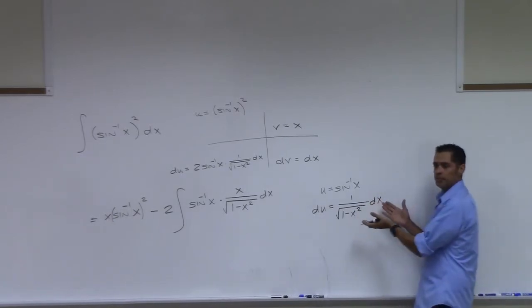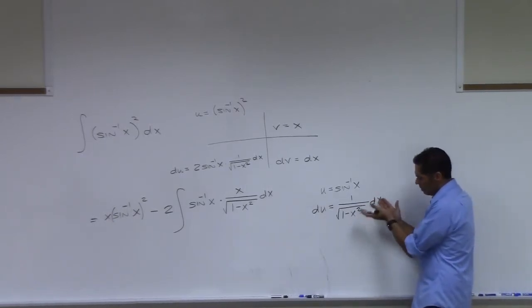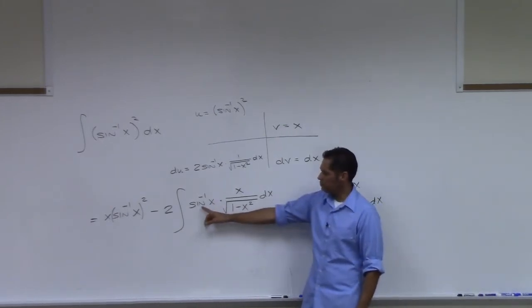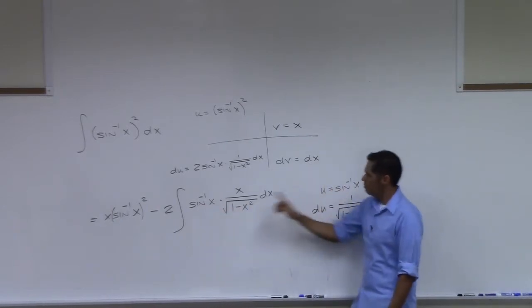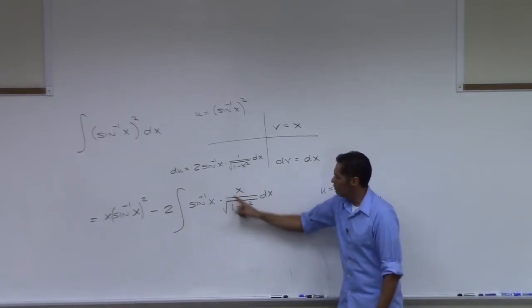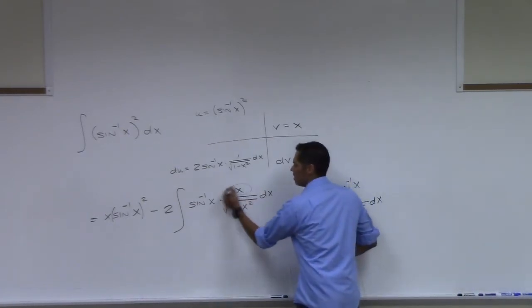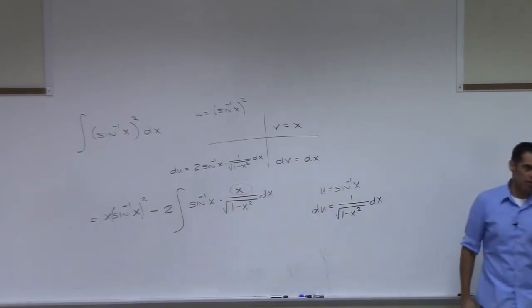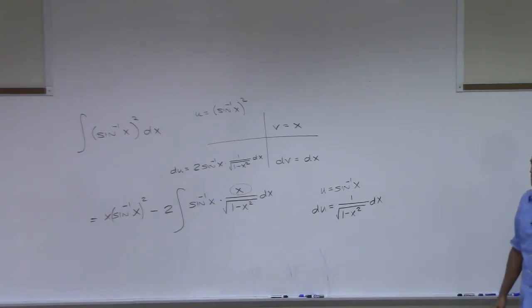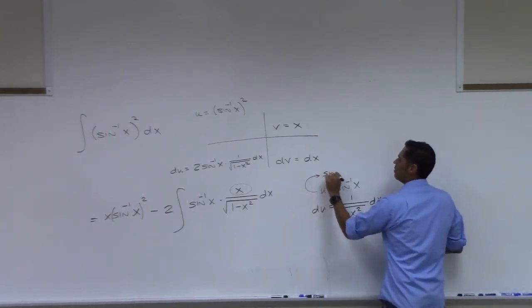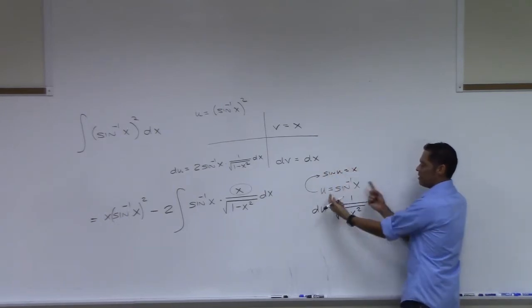Agree? Okay, so now if this is our basic u sub, I can replace this with u, right? I can replace the 1 over square root with du, but then what would I need to replace the x with? That's the critical part. What do you replace x with? Sine of u equals x, if you take sine of both sides of this.